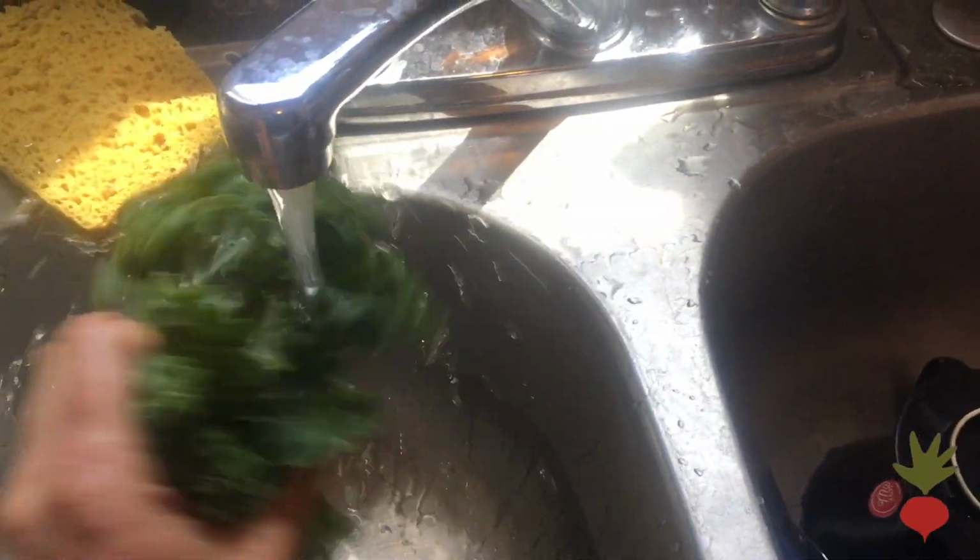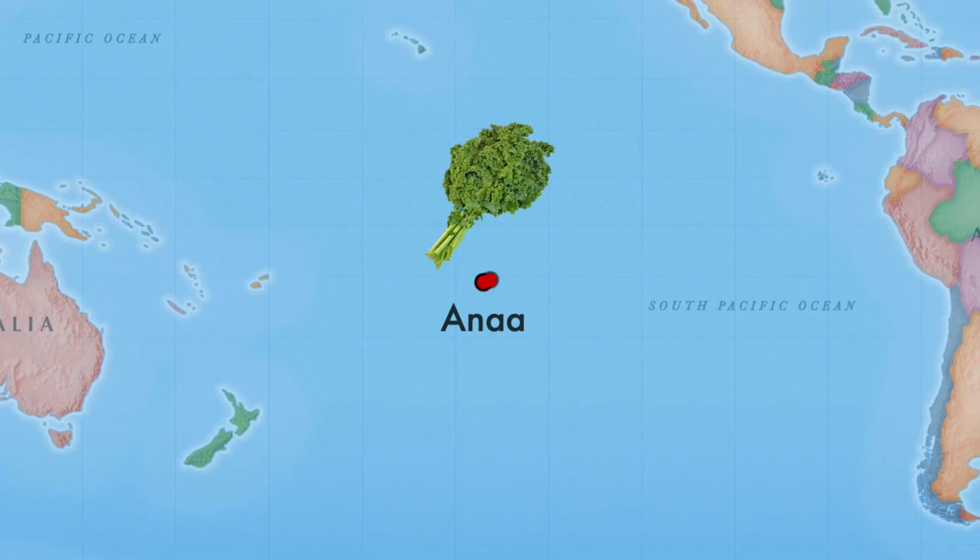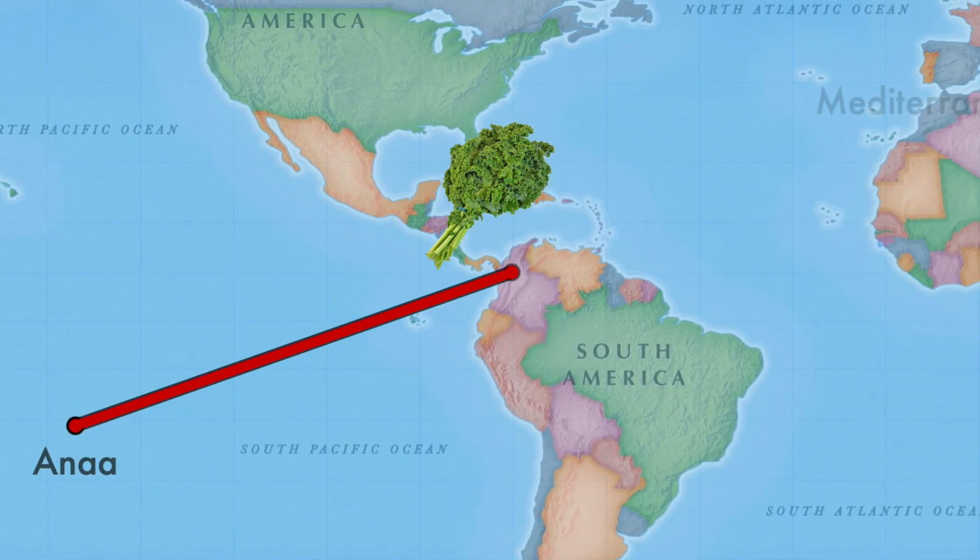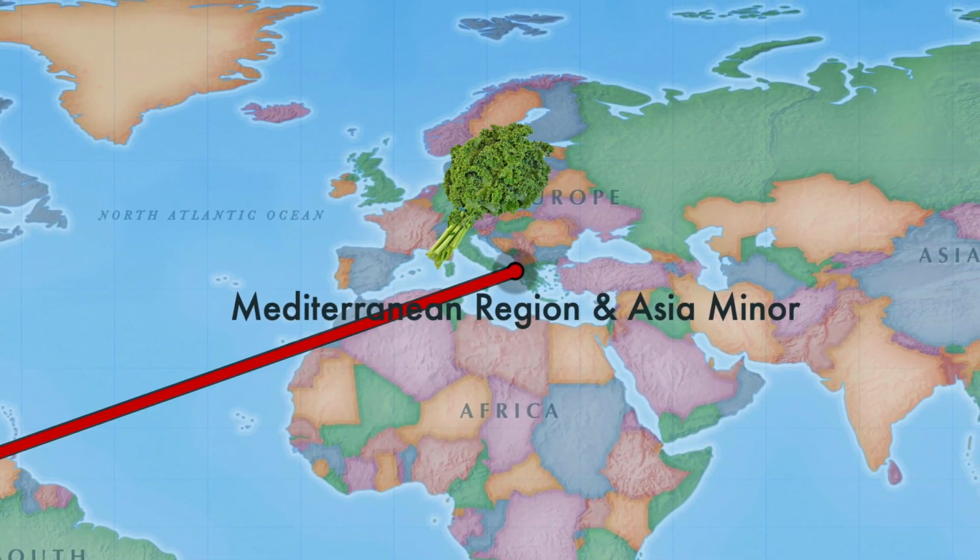So I'm rinsing my kale, shake that off. So kale, let's look and see where kale is native to. Kale is native to the Mediterranean and Asia Minor.